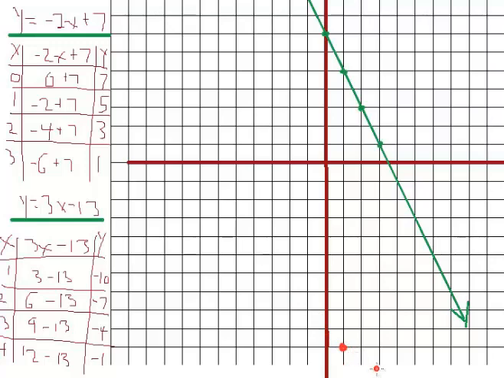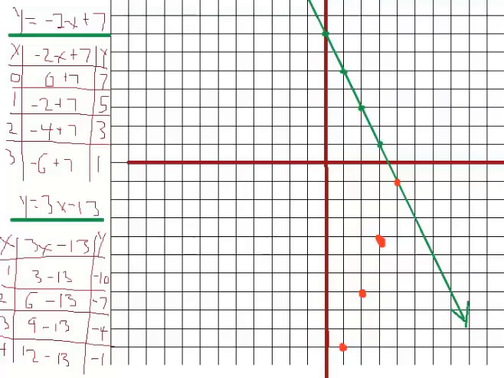Then we had 2, negative 7. That's here. Then we had 3, negative 4, which is here. And 4, negative 1, which was here. You can see that's right on the other line, actually.